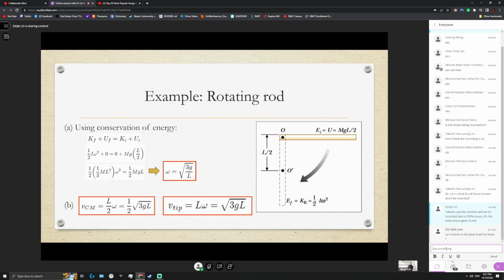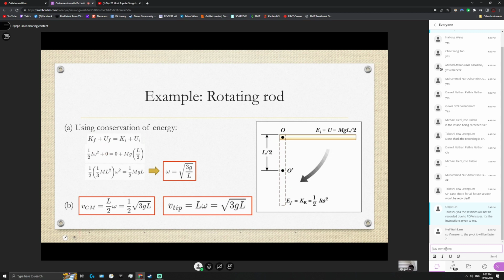Now here we can use the conservation of energy. Basically, the final energy must be equal to the initial energy. So final kinetic energy: the final state is at the vertical position. This thing is moving, it's rotating, right? That's why we have half I omega squared. Then at the final point, the potential energy we will treat as zero.